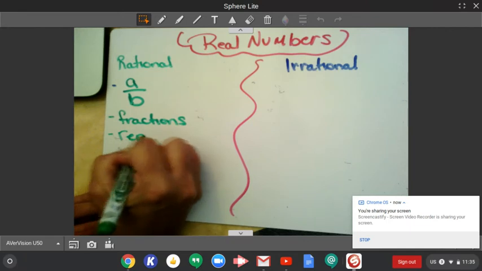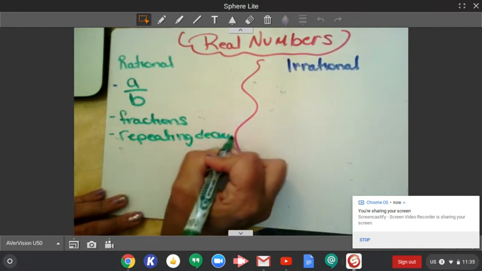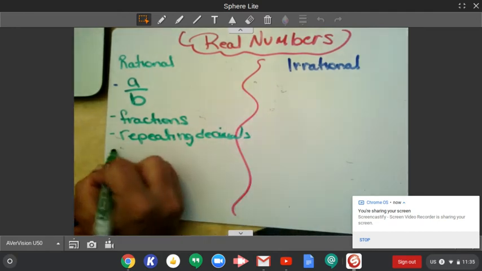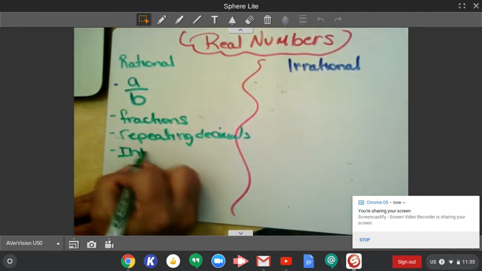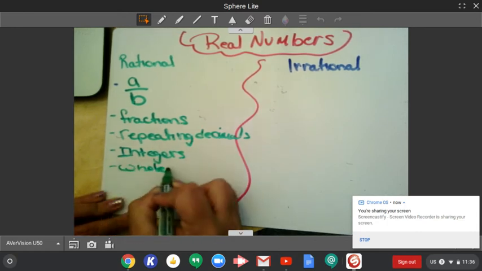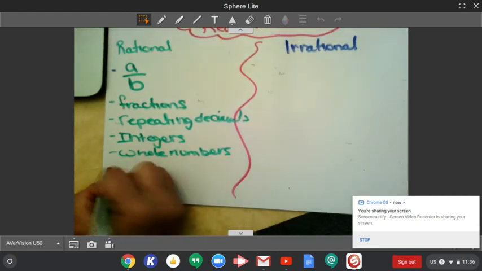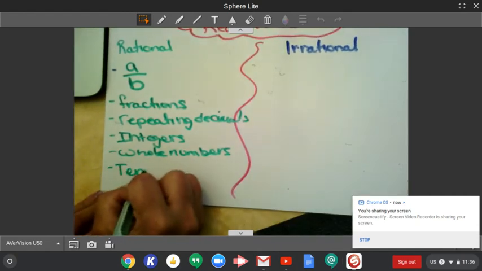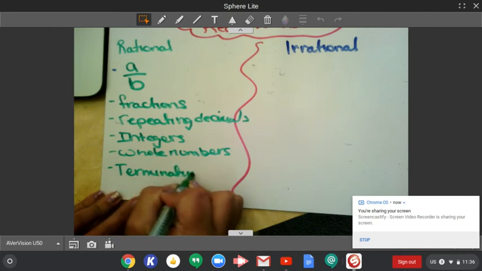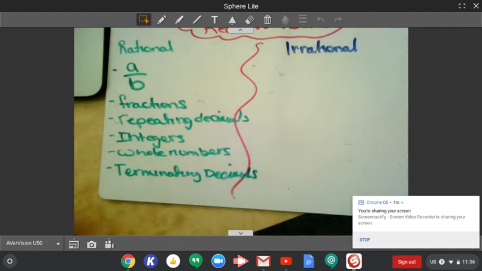repeating decimals, integers, whole numbers, and terminating decimals. Basically, any number you can know the exact value of would be a rational number.